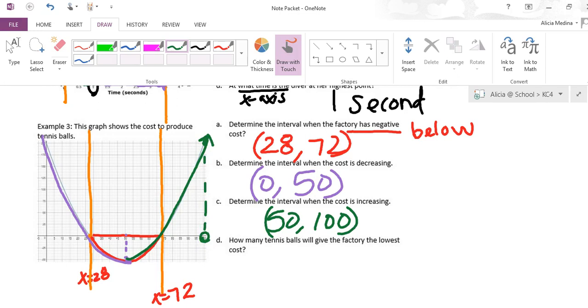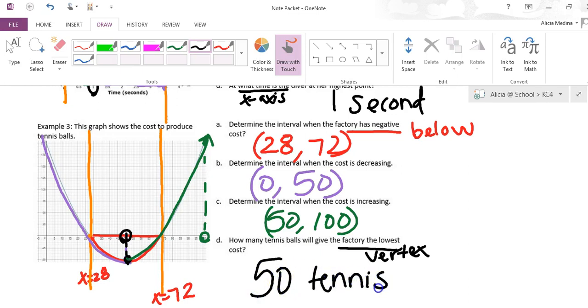How many tennis balls will give the factory the lowest cost? The lowest means that lowest point, right? This is going to be the vertex. Where is our vertex? That was at this point right here. How many tennis balls? Well, tennis balls is our x-axis. So at what value does that happen? That would be right here at 50. So 50 tennis balls will give us our lowest cost.